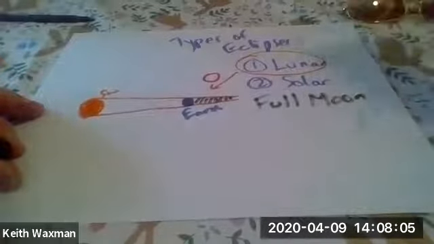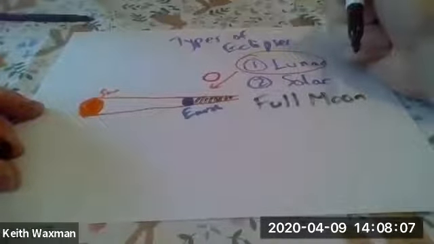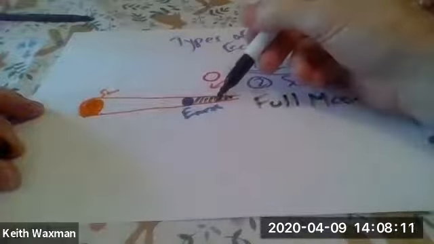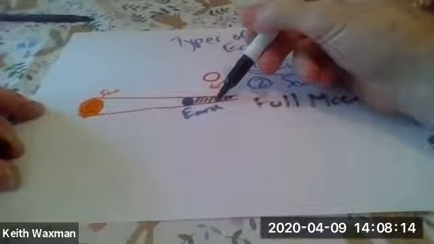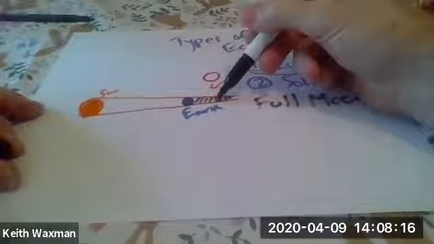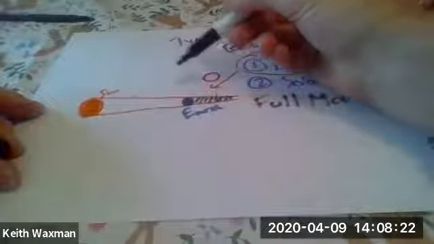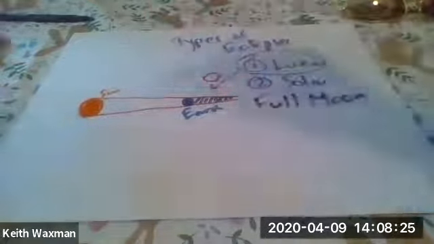So, lunar eclipse. If you want to write down something, maybe you should. You need to have a full moon. It's when the moon is in Earth's shadow, and the Earth is between the moon and the sun.